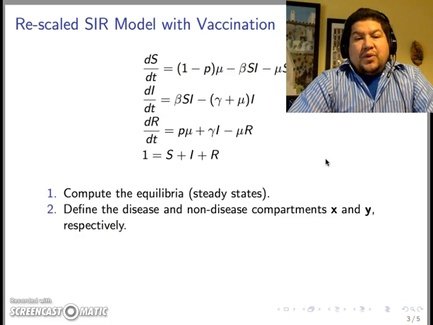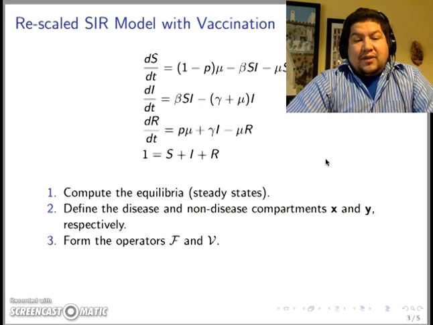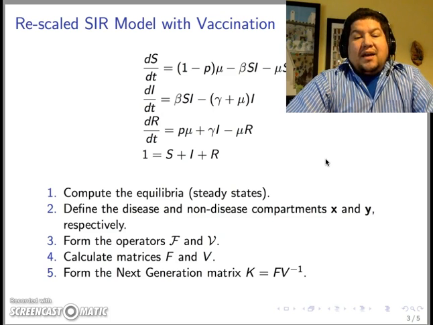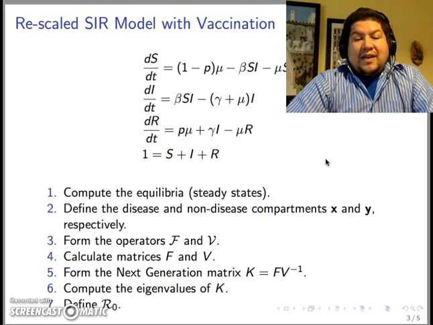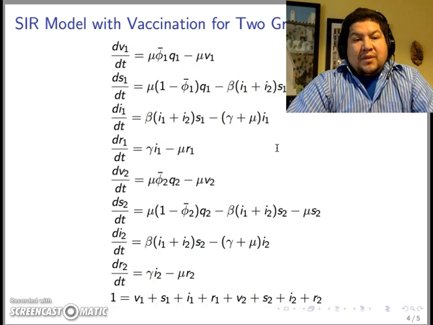So in summary, we have used the SIR model with vaccination, and we have done all these steps. We computed equilibrium points, defined the new notation with the disease state and the non-disease state, and then defined operators, defined matrices, computed the next generation matrix, computed the eigenvalues, and then found out what the basic reproductive number is. That was all good for this compartmental model with 3 compartments.